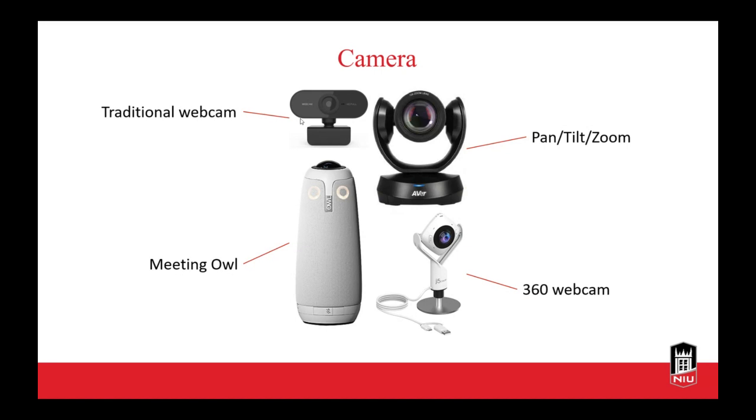The 360 webcam does work similarly to the meeting owl, where it can pick up a 360-degree view, but it doesn't focus on where the speaker is. This one has just a static view, but in a 360, and then that diamond at the top can rotate, so you can choose whether you want it to pick up a 360 view or if you'd rather it function more as a traditional webcam and point it in one particular direction.